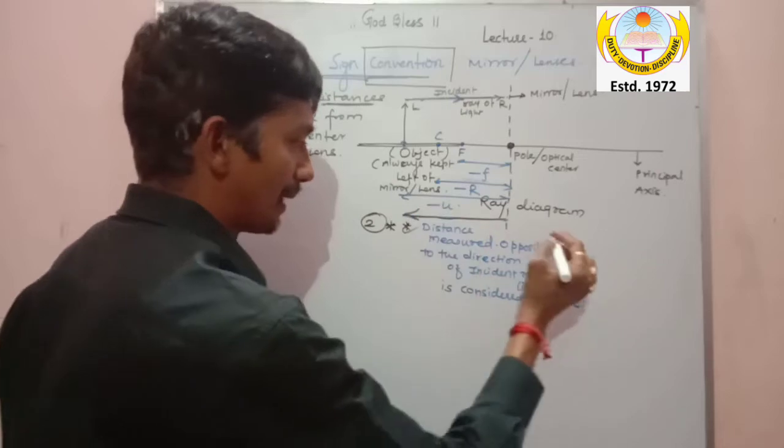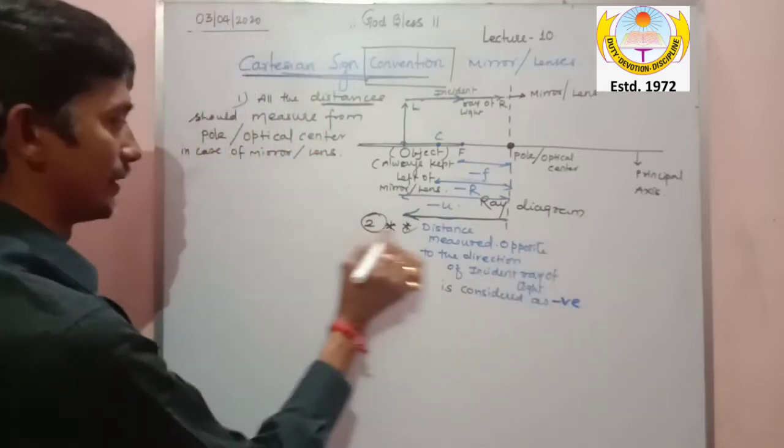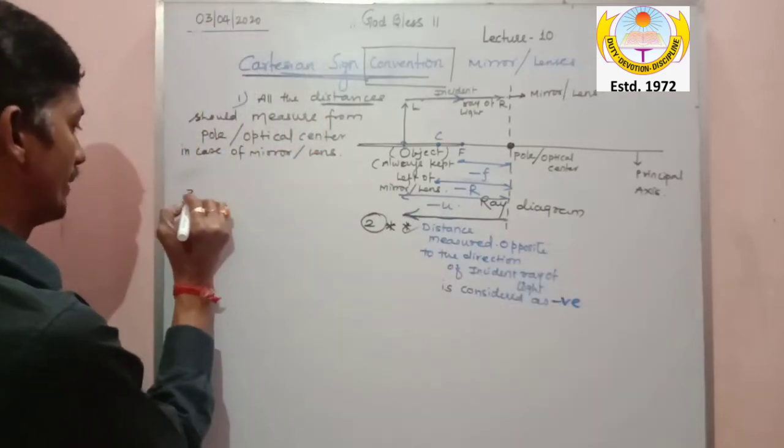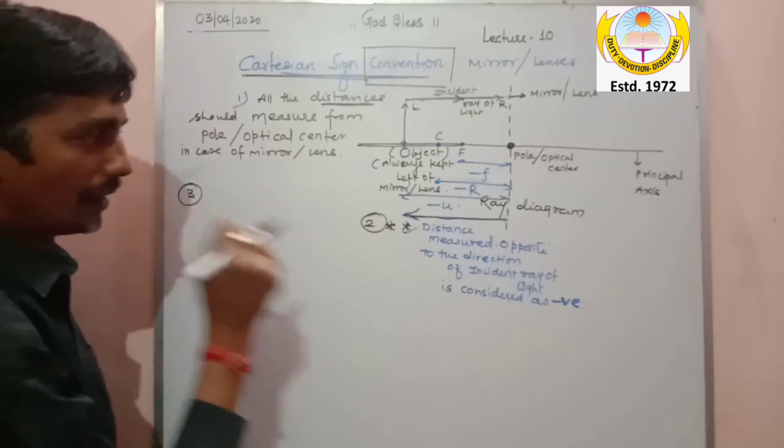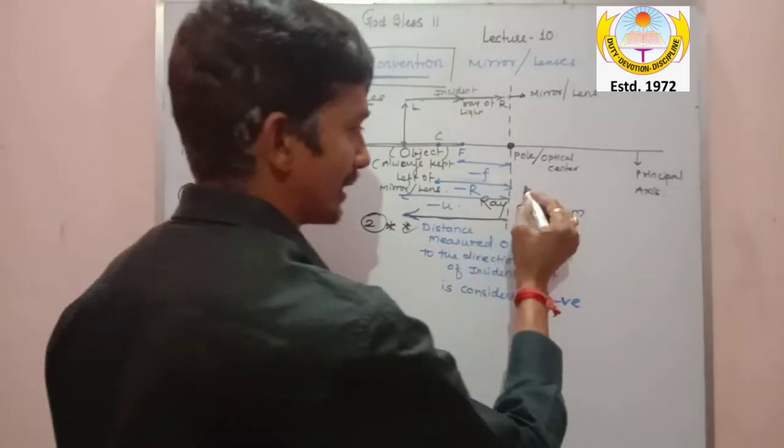Now, my dear, the distance can also be measured the other way. This was point number 2. Point number 3, here I am writing: but my dear, we can measure the distance here also.